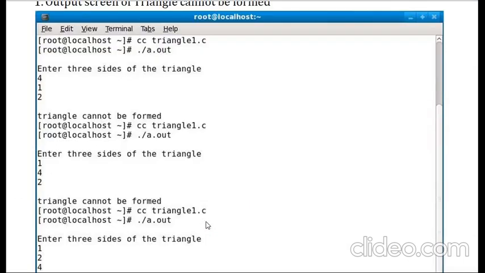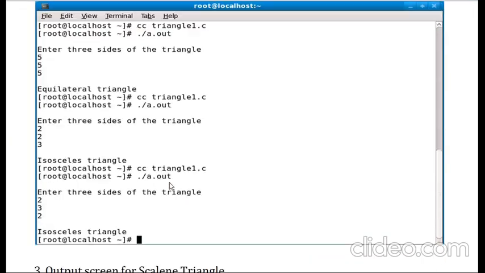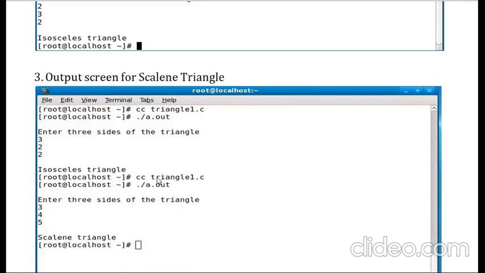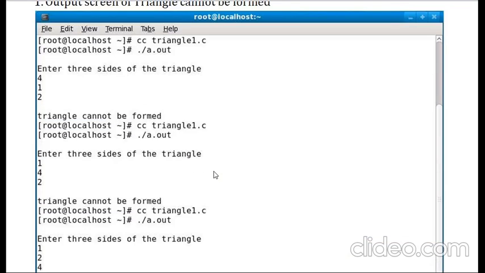These are the snapshots after execution. Enter the three sides of the triangle, we can give 4, 1, 2. Definitely a triangle cannot be formed because the if condition fails here. Same as this, 1, 4, 2 also is not a triangle. These are the sample screenshots. We can give 2, 2, 3, which is an isosceles triangle. We can give 2, 3, 2, an isosceles triangle. Like that 3, 2, 2 is an isosceles triangle. If we give all sides equal, definitely the triangle is an equilateral triangle. So these are the samples. Thank you.